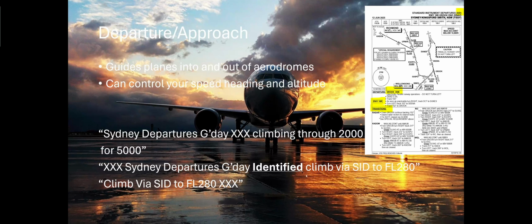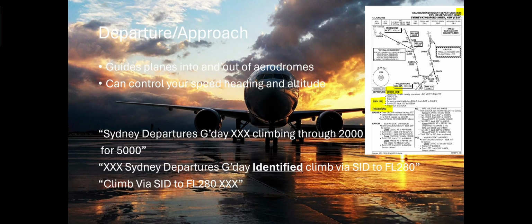air traffic control should help you around. They guide planes in and out of aerodromes, as I advised before. They can control your speed, heading, and altitude. On your first contact, when you've departed, we're going to say, Sydney Departures. It goes somewhat like this.